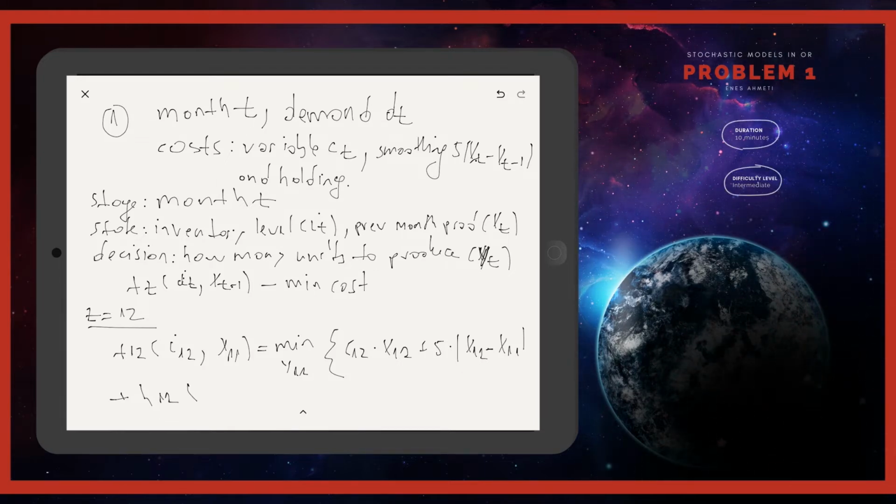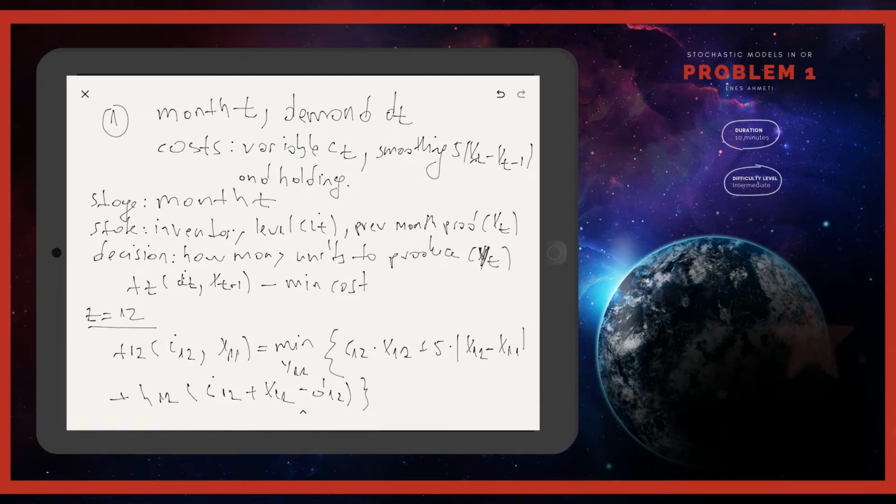How do I determine the holding cost? That is the initial inventory, how many units I had in the beginning of the month, plus the units I produced during this month, minus the demand. So I12 plus X12, this is the amount of units I produced this month, minus demand during this month. So this will leave me with the extra units in the end of the month.